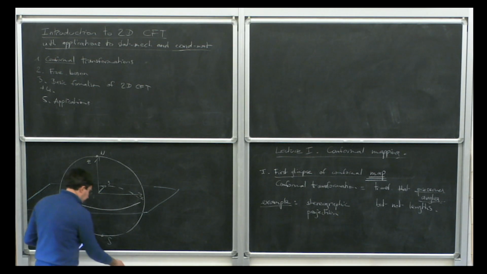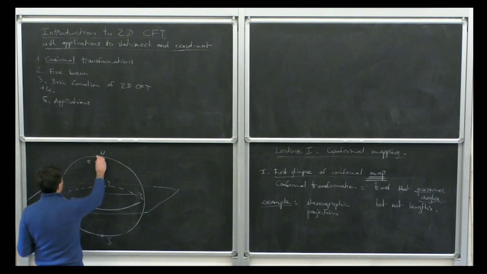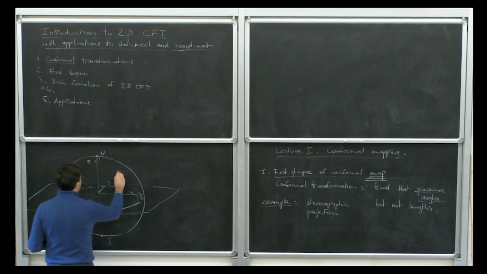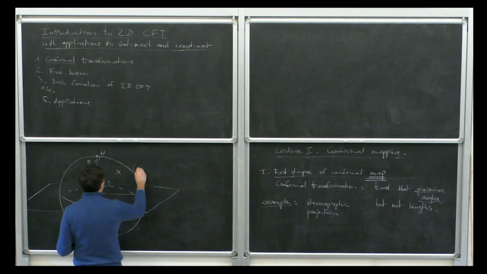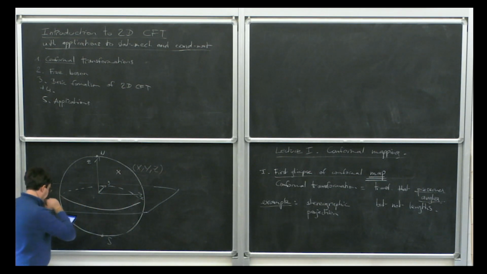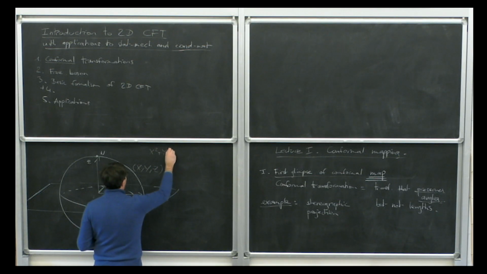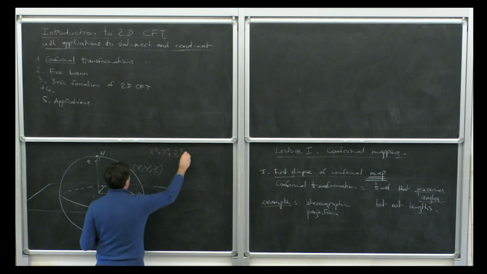And of course, the stereographic projection then works like this. We start from a point on the sphere with coordinates x, y, and z. This is the unit sphere, so we have x squared plus y squared plus z squared equals 1.